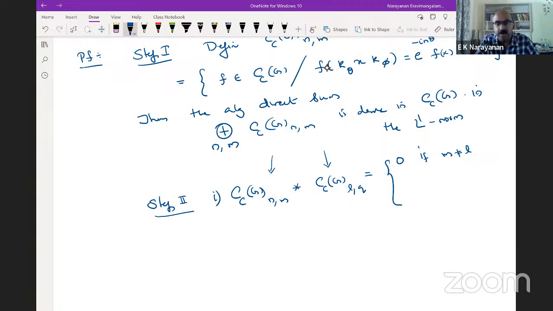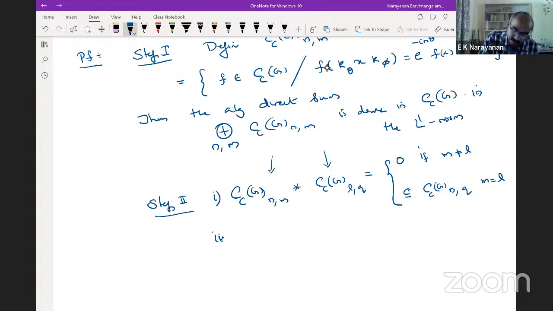You write down the convolution, put the K theta inside. Some of them will come out because the definition is like that, and they don't match, so you will get 0. Okay, and if they match, it will go inside C_c(G) n,q. So if m equals l, that means whatever is in the middle, m and l, they are equal, they will go to whatever is at the end, n and q, if m equals l. Okay, that's a straightforward exercise.